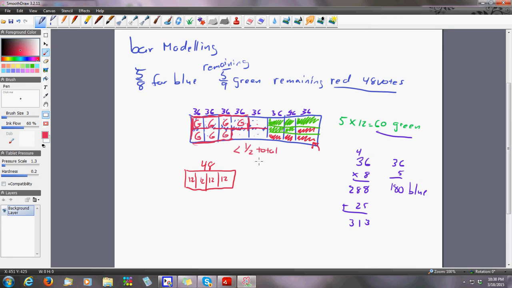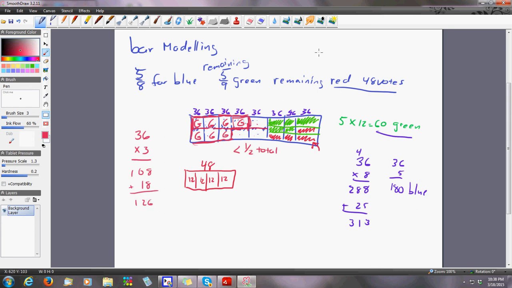And then it says, how many girls voted for blue? Well, we knew that a full box is 36. So I have 1, 2, 3. I have 36 times 3 plus half of 36, which is 18. So I'm going to get 108 plus an additional 18, and you get 126.